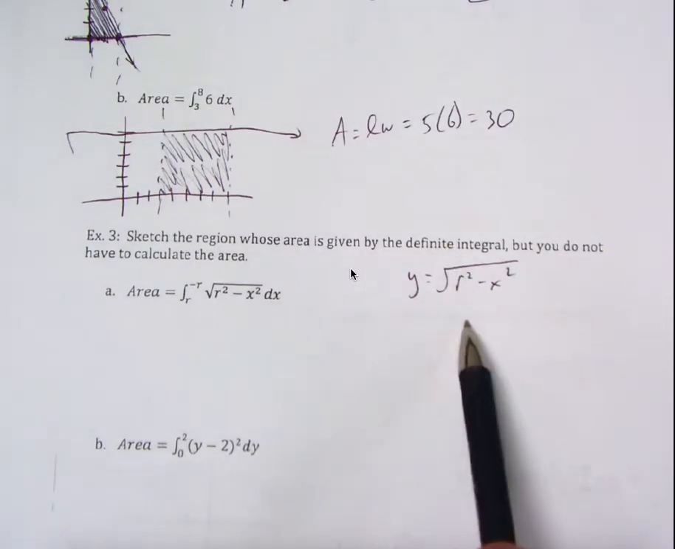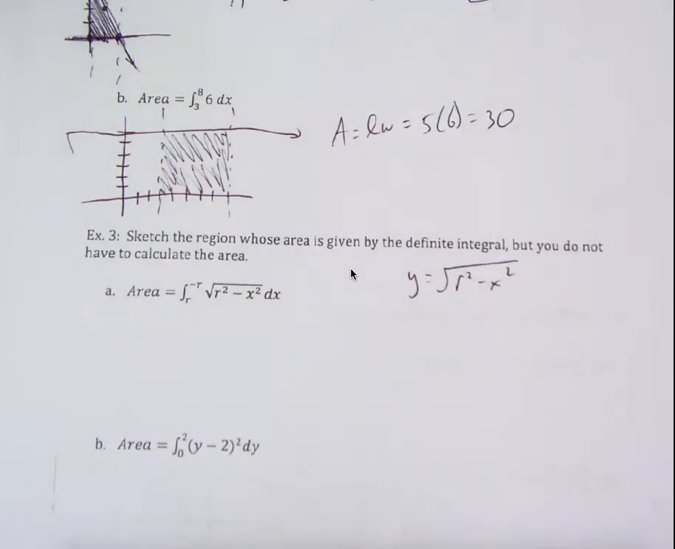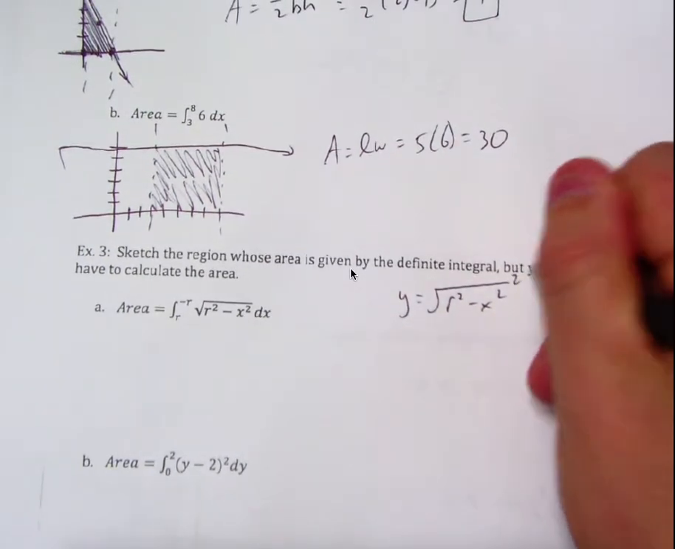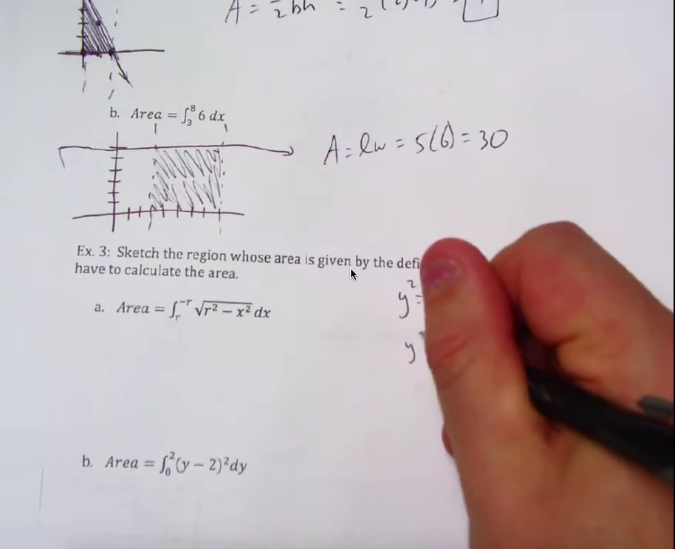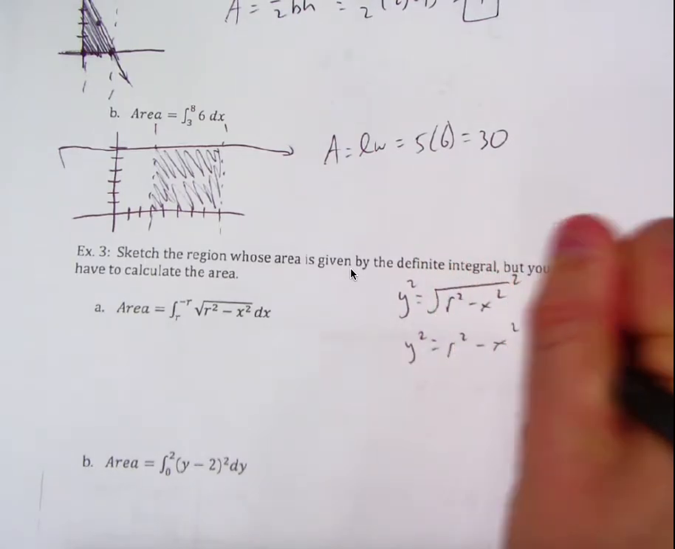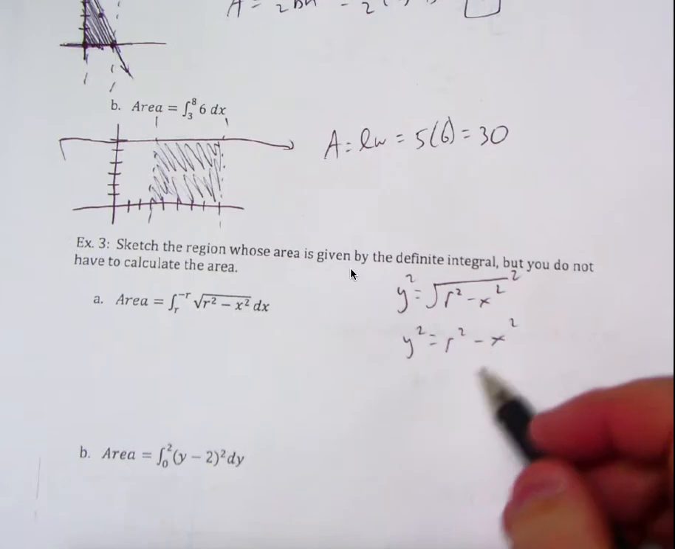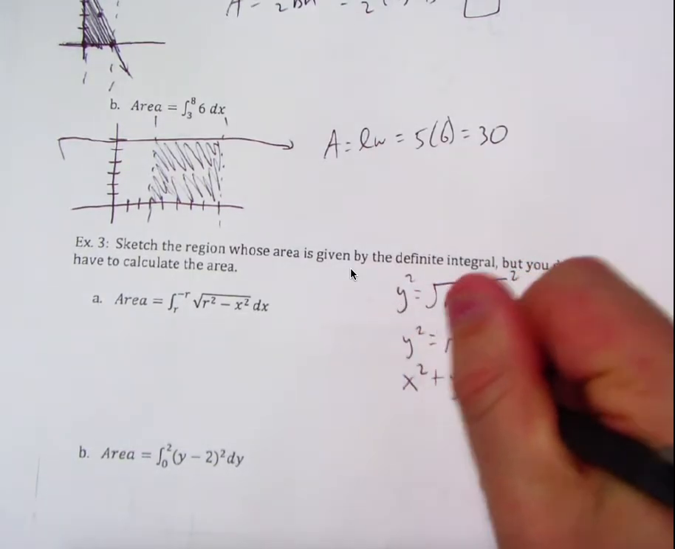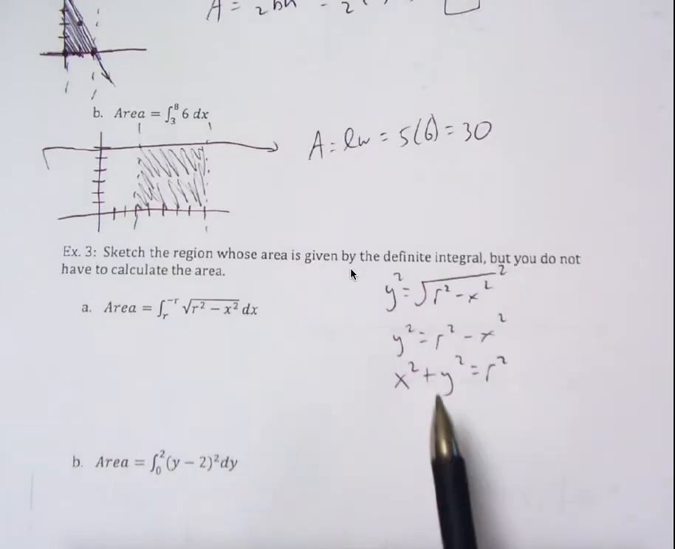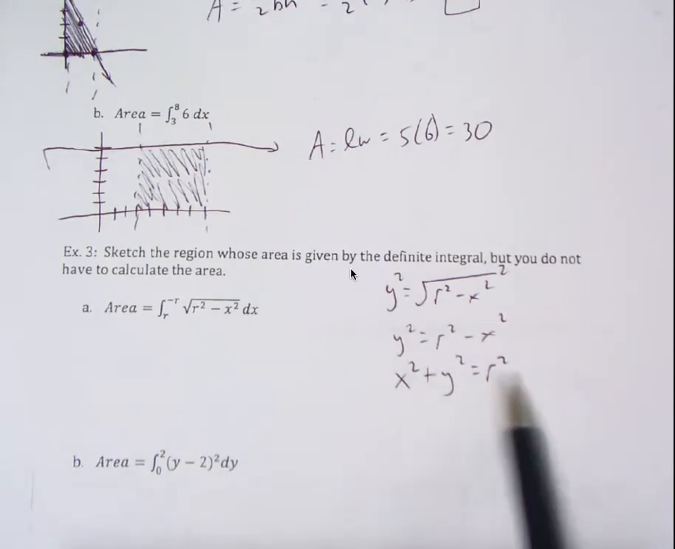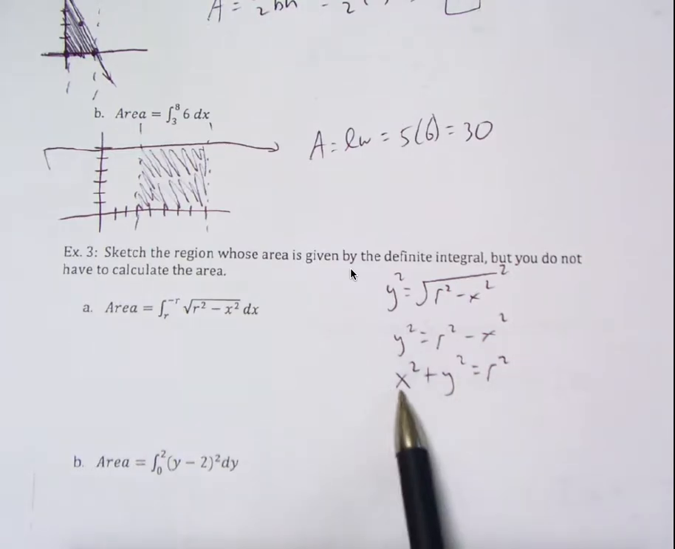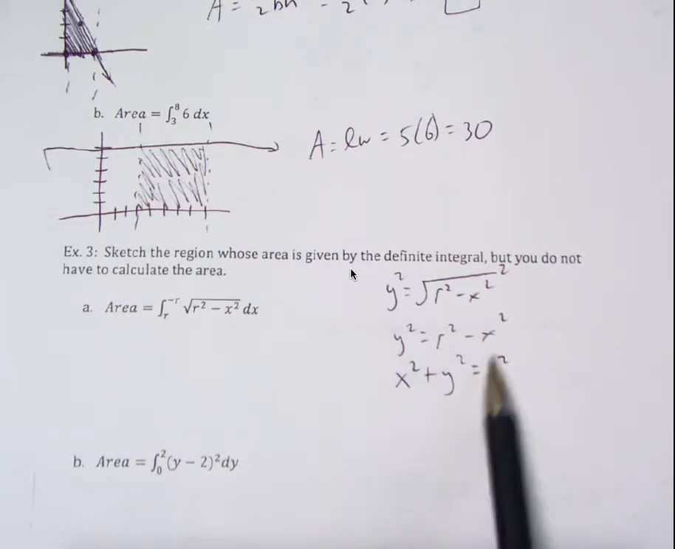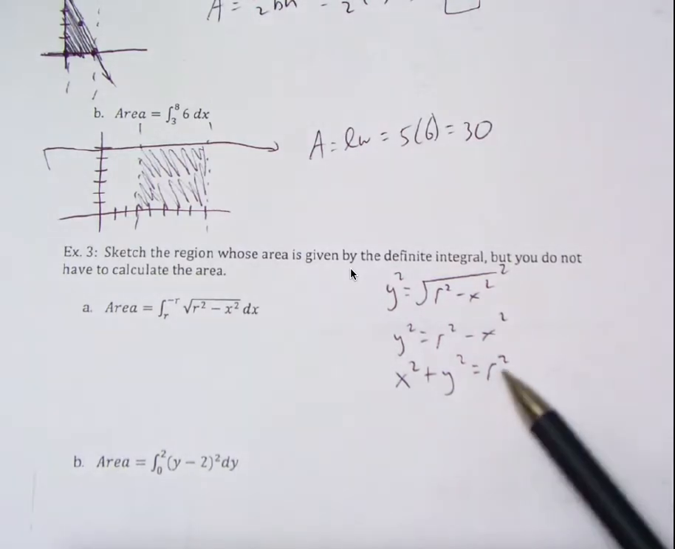So we look at this, and I'm going to try to manipulate this to get it into a form that you guys are more familiar with. So I just want you to watch this. If I square both sides, I get y squared equals r squared minus x squared. And then if I add x squared over to the left, I get x squared plus y squared equals r squared. And this is your circle formula right here. This is your generic circle formula centered at 0, 0 with radius r that you should have learned. Well, I know you learned it in Algebra 2. You hopefully learned it in geometry as well.